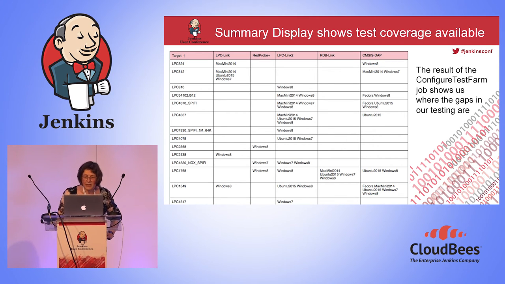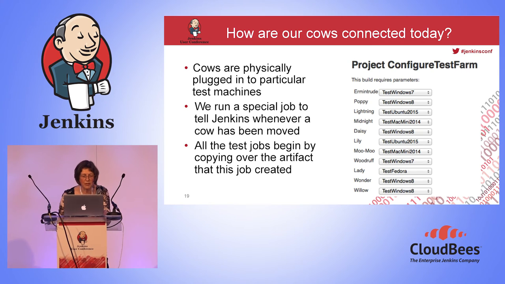Okay, so for the test jobs to run, every test job picks up the artifact from the configure test farm job that we ran to produce that display. As well as the XML for the display, it also produces a text file which expresses how the farm is configured. Every test job gathers up that file using the copy artifact plugin before it runs. So every test job knows the current state of the farm before it runs.